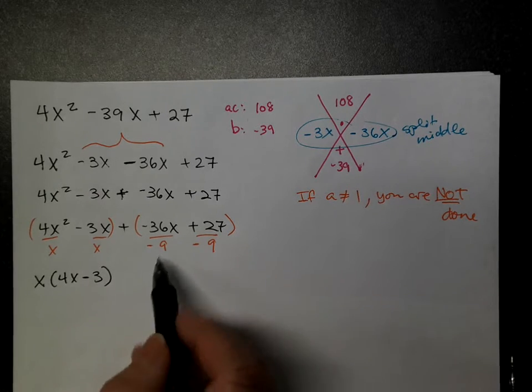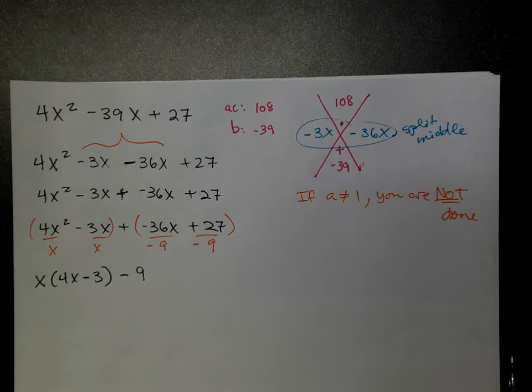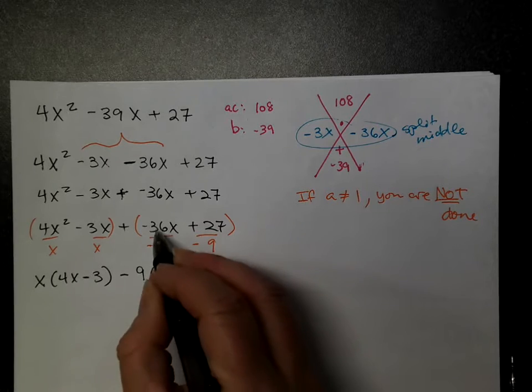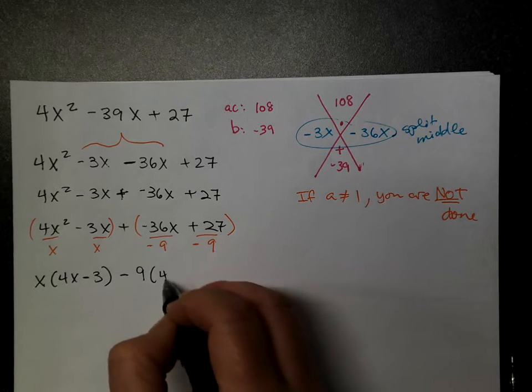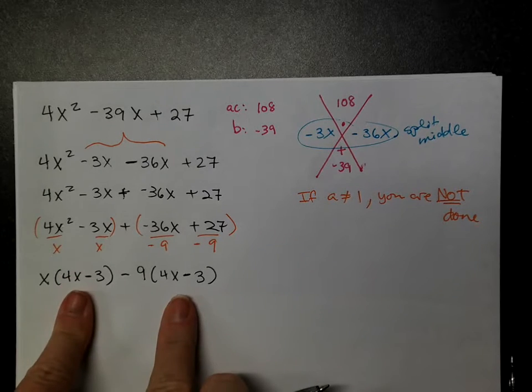Now, when you pull out the negative version of it, it's okay to write it as subtraction. Plus a negative 9, just write minus 9. That's not a problem now. Leaving you behind with a positive 4x minus 3, and they match.